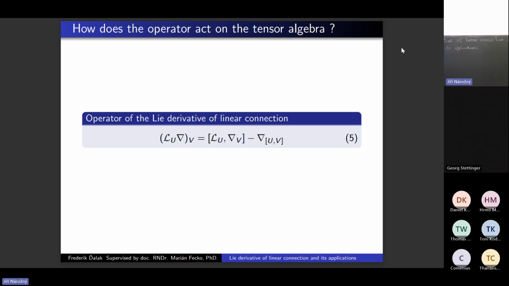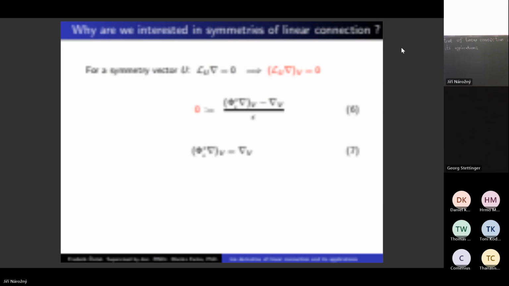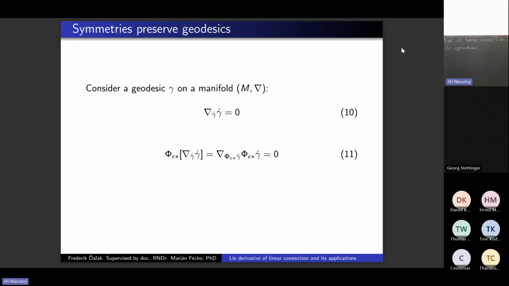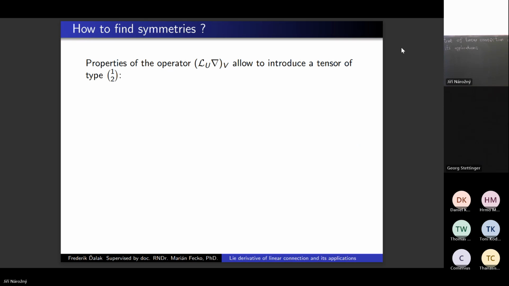Yes, you can start from this side. Let's show it. It's pretty straightforward. In particular, the derivative of a connection is not a connection. Yes, exactly. So also the operator is not the covariant derivative itself.